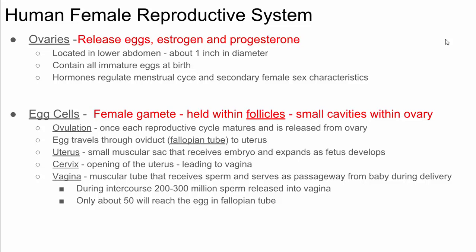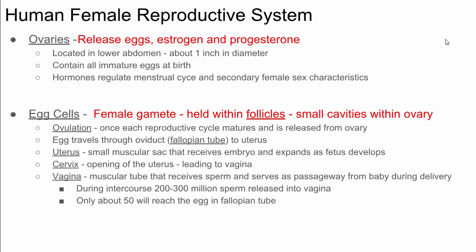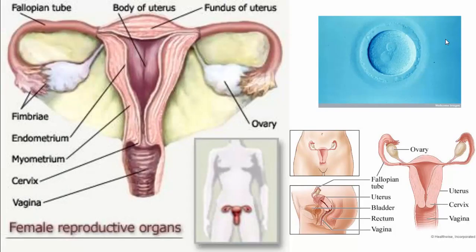So it receives the embryo. The uterus is where the embryo will grow and develop. If a woman becomes pregnant, the embryo will attach to the lining of the uterus, and that's where it will stay until it's born. The opening of the uterus is the cervix. So the hollow organ is the uterus, and the bottom is the cervix. It leads to the vagina.